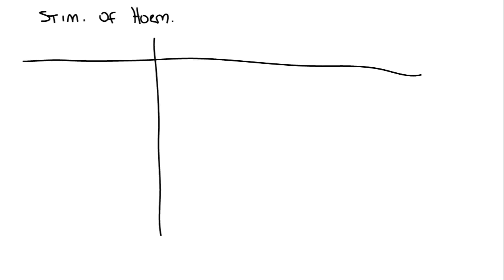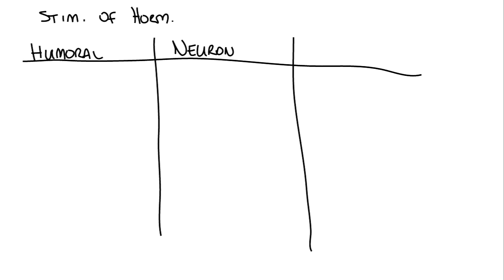Now I want to talk about what stimulates a hormone. And there are three categories for that. The first one is humoral. Humor refers to body fluids, specifically the blood. Then we have neuronal, or the nervous system. And then the last one is hormonal, referring to hormones. Humoral, or in the blood, deals with different levels of things in the blood.